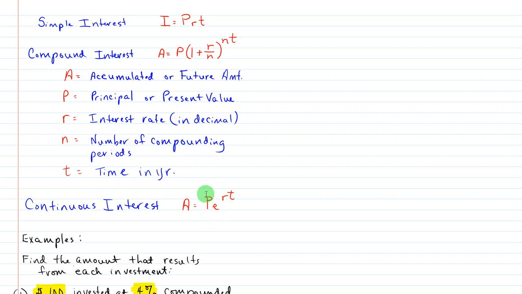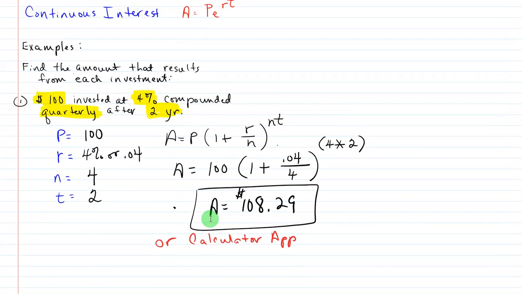Then we have a formula called continuous interest, and that is when it's compounding all the time. You still have principal, rate, time, and the amount that you end up with is your A, and you use the number E.